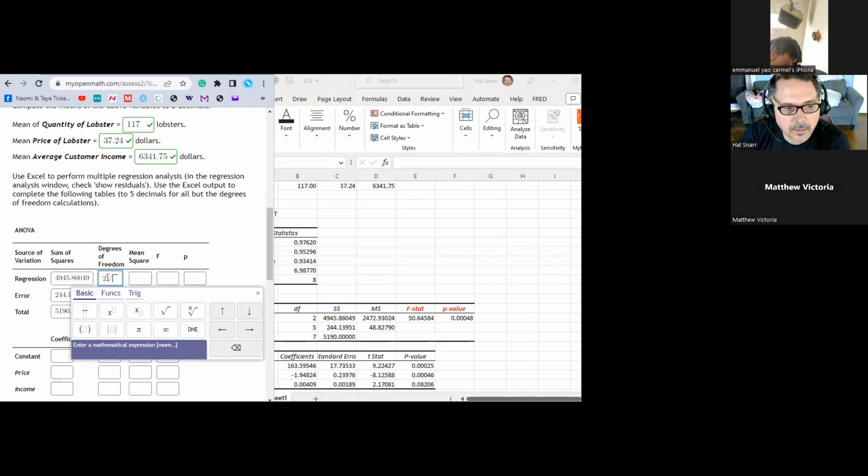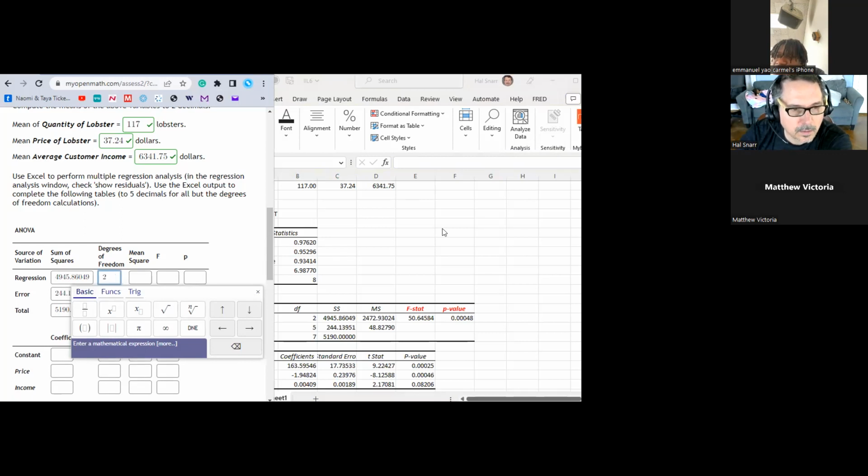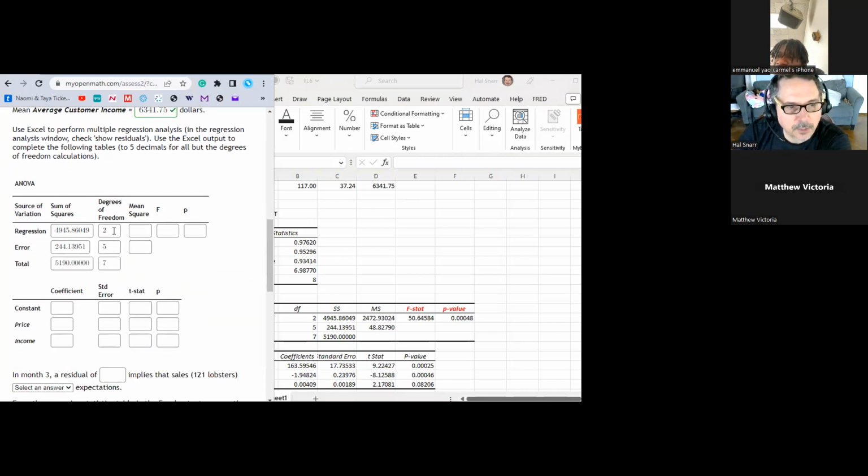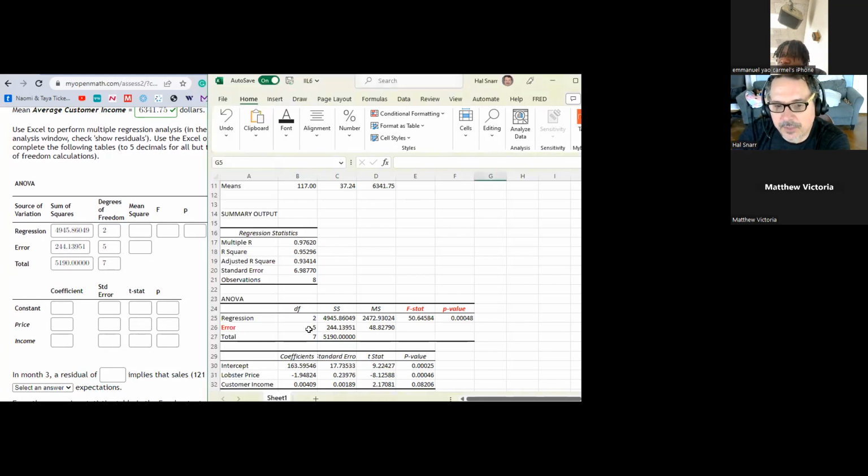You're talking about the degrees of freedom, the MS? Your degrees of freedom should be 2, 5, and 7, right? Okay. I put the wrong ones. Remember, Excel kind of does it backwards. You've got to flip those 2 columns. It's okay now.